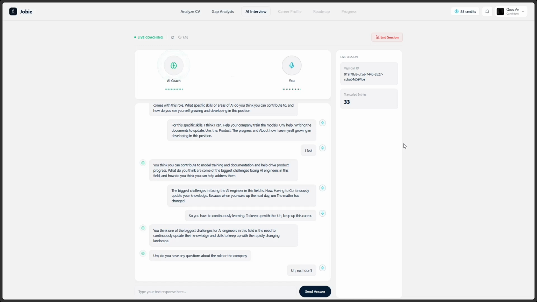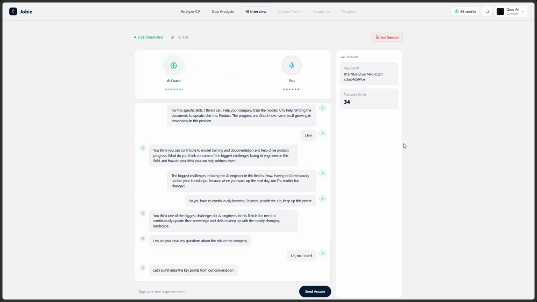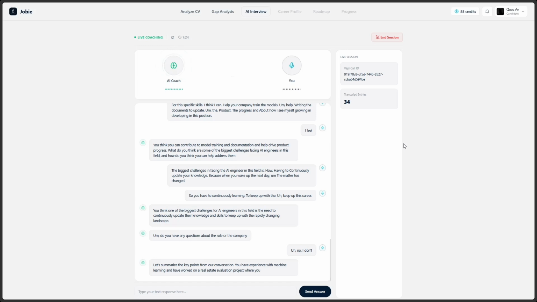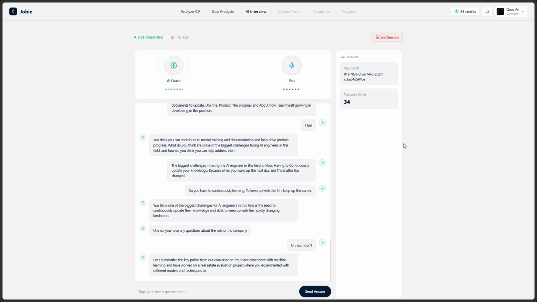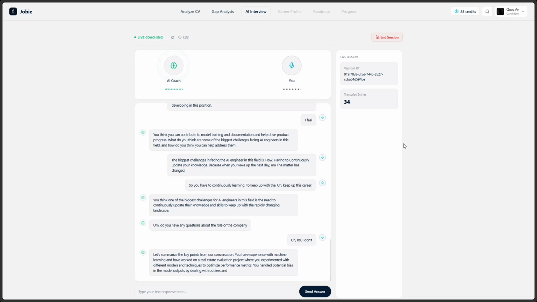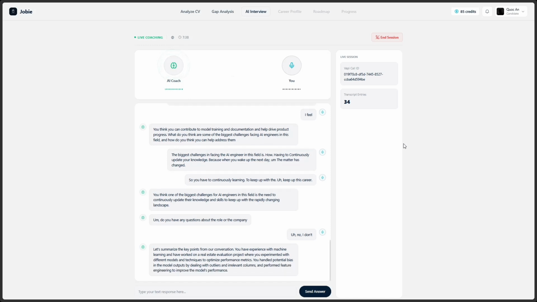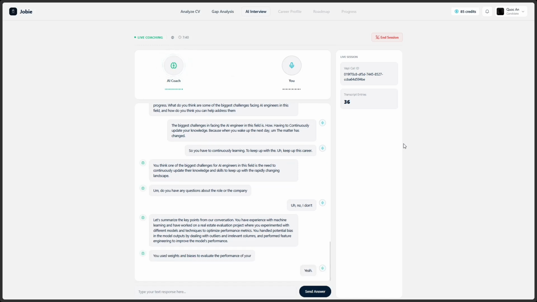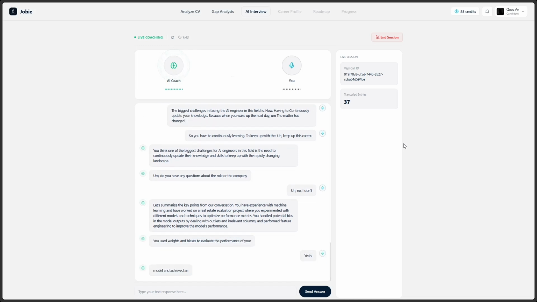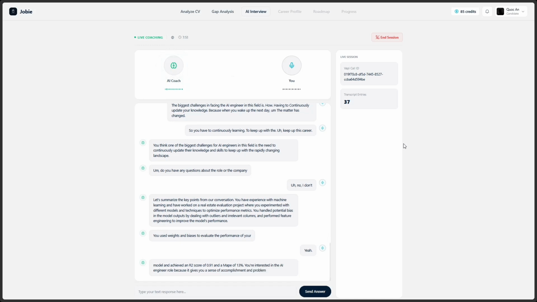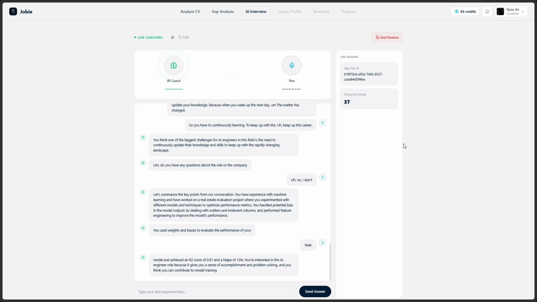Let's summarize the key points from our conversation. You have experience with machine learning and have worked on a real estate evaluation project where you experimented with different models and techniques to optimize performance metrics. You handled potential bias in the model outputs by dealing with outliers and irrelevant columns and performed feature engineering to improve the model's performance. You used Weights and Biases to evaluate the performance of your model and achieved an R2 score of 0.91 and a MAPE of 13%. You're interested in the AI engineer role because it gives you a sense of accomplishment and problem solving, and you think you can contribute to model training, documentation, and driving product progress.